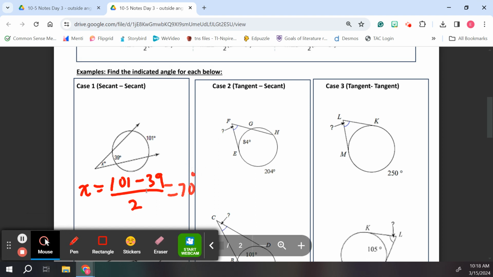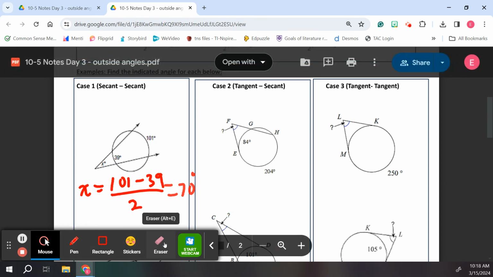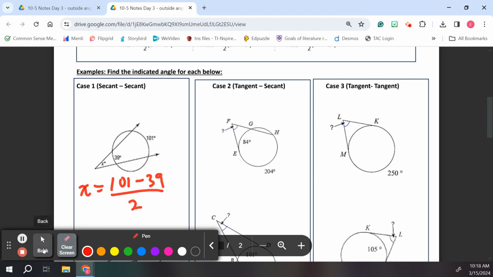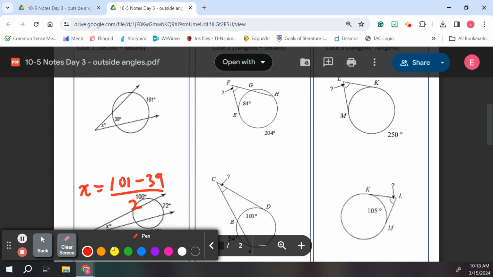Now I want you to take a look at the one below. It has two secant lines. Oh, actually, we'll do that together. Never mind. Anybody still writing this down? I am going to have to clear the screen. Okay. All right, so let's take a look.